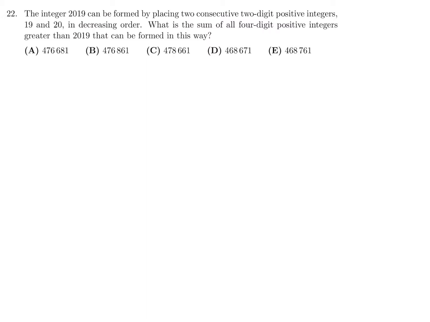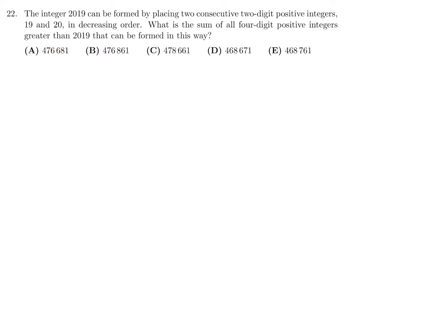The integer 2019 can be formed by placing two consecutive two-digit positive integers, 19 and 20, in decreasing order. What is the sum of all four-digit positive integers greater than 2019 that can be formed in this way? All four-digit positive integers, so we have to ensure that they're greater than 2019.